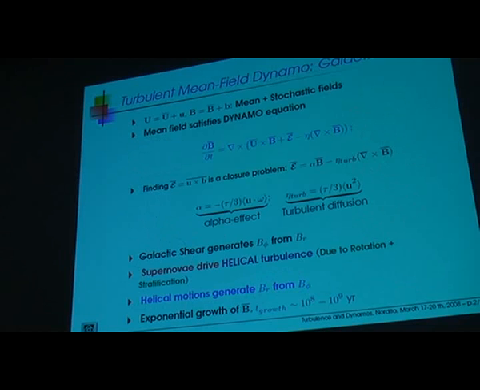In the galactic context, it's supernovae which drive the turbulence, and because you have a rotating, stratified system, the turbulence becomes helical, and these helical motions generate the poloidal field from the toroidal field and lead to an exponential growth of the mean field, if you believe all this, on time scales. Now I've added, after the discussion of Reiner and Wahr, 10 to the 8 years to 10 to the 9 years. So I have changed now after 20 years.